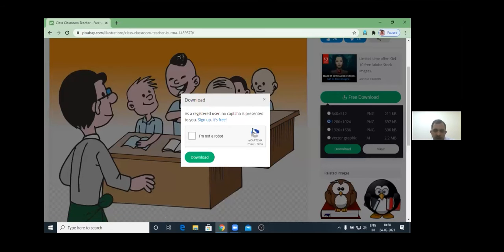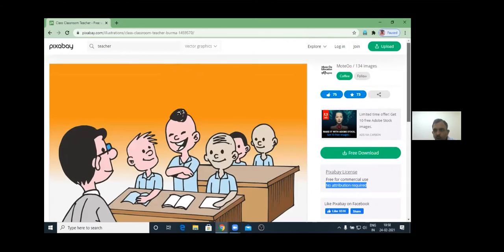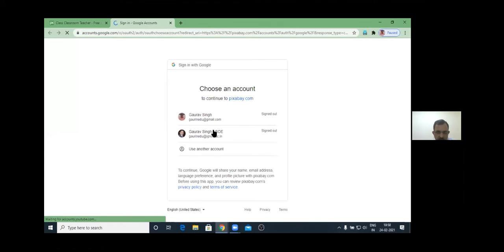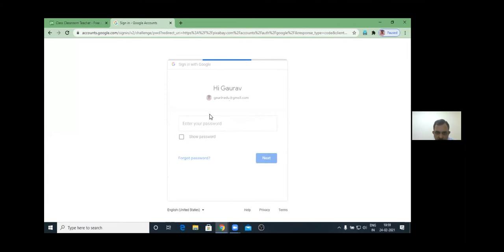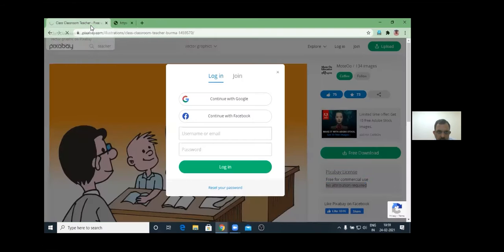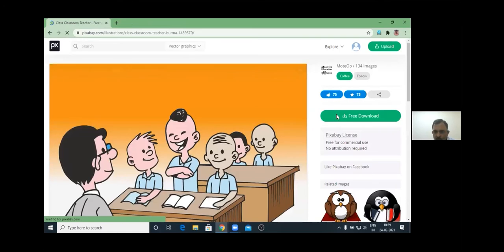Now, when you download it, it will ask you every time to ensure that you are not a robot. To avoid that, you can just log in with any of your accounts. You may log in with your Gmail account, or with your Facebook account. So suppose you want to log in with your Gmail account. Okay, so now you have logged in. Now, sorry, I have clicked somewhere else.